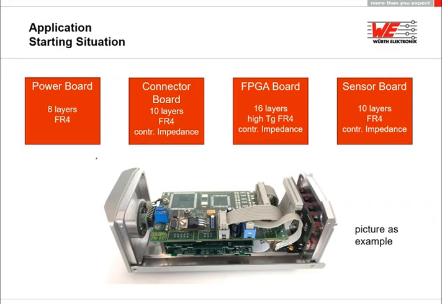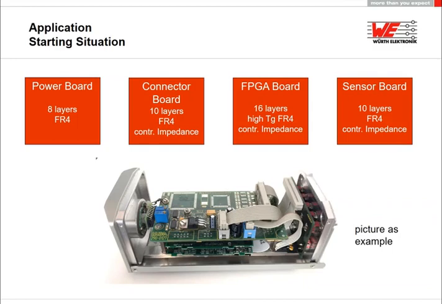There was a power board with 8 layers. There was a connector board with 10 layers, already using controlled impedance structures on that. We had a controller board with an FPGA, 16 layers, very complex, also controlled impedance, and finally we have had a sensor board with 10 layers and also controlled impedance structures.